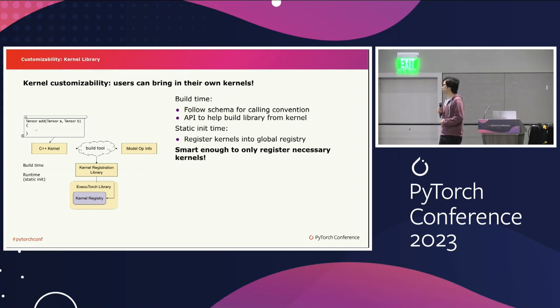The way to register custom kernels is very easy. Developers only need to follow the core ATen operator schema for the naming convention, and then they can use a build time tool to build a library for their custom kernels. And this library will help register their kernels into the ExoTorch runtime. One more thing I want to mention is that if the developer is providing model-level operator information, the build tool is smart enough to only register the necessary kernels for the model. This way, we are able to shrink down the binary size.